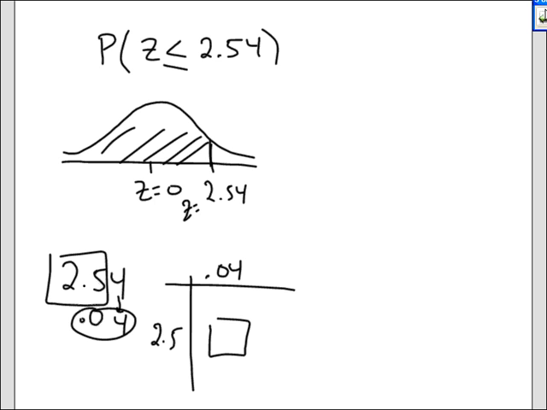2.54. If I'm reading it correctly, it's 99.45. And that's the answer, 0.9945. Right here, you would see 0.9945. And that's the answer. So if you're given the z-score, that's even easier.